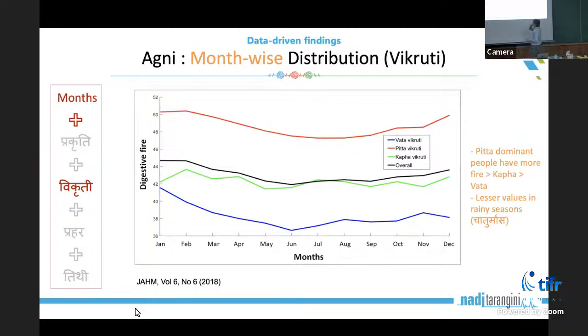One of the properties which our data gives is with respect to Agni, which is digestive fire. There's a number which it gives. What we did was, for all the people who come in January, whoever is a Vata dominant person from that particular Nadi, their Agni component average is basically this number. The average of those people in February is this number and so on. So you can see that the Vata graph is this, the Pitta graph is that, the Kapha graph is that. Overall, Pitta people have higher digestive fire as compared to Kapha, and this has been written in the text. Very simple graph, very simple finding.